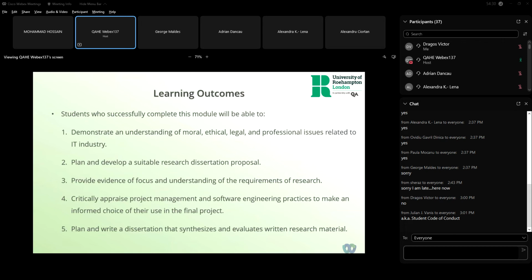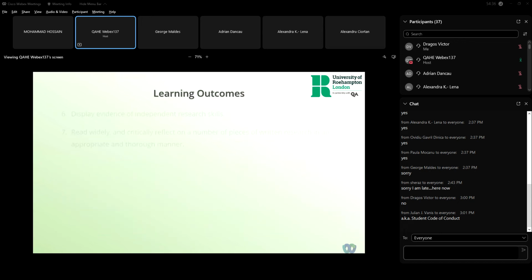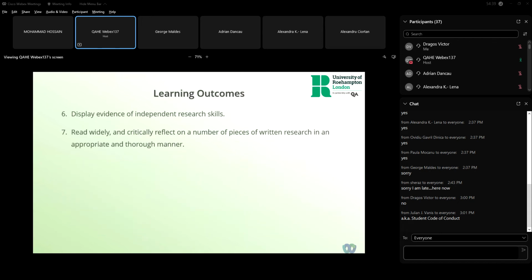Be able to plan and write a dissertation which focuses specifically on the topic that you have chosen to work on. Be able to undertake independent research. Read widely. It doesn't matter what topic you choose, you will have to read widely, right? And be able to critically reflect on what it is that you're reading. Engage in a sustained piece of individual work.